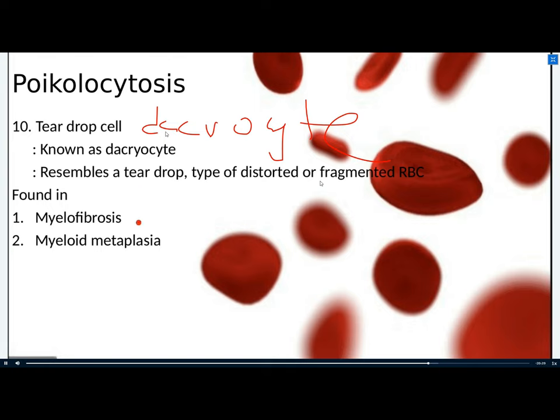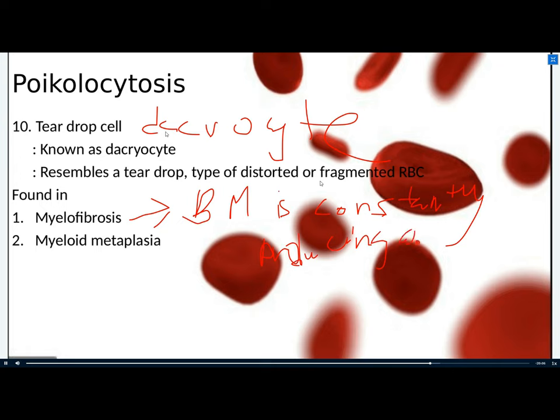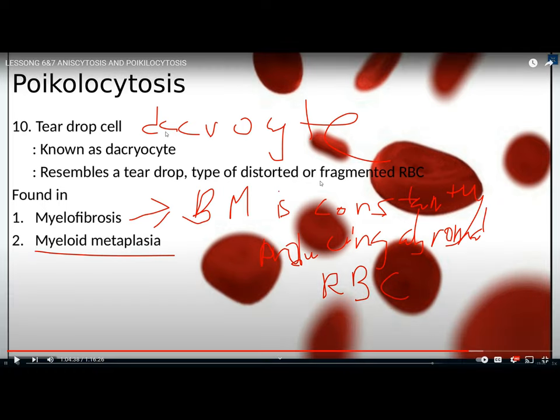This is often seen in myelofibrosis. In myelofibrosis, class, the bone marrow is constantly producing abnormal RBCs. And one of those abnormal cells is your teardrop cell. And we also have myeloid metaplasia. Please copy.